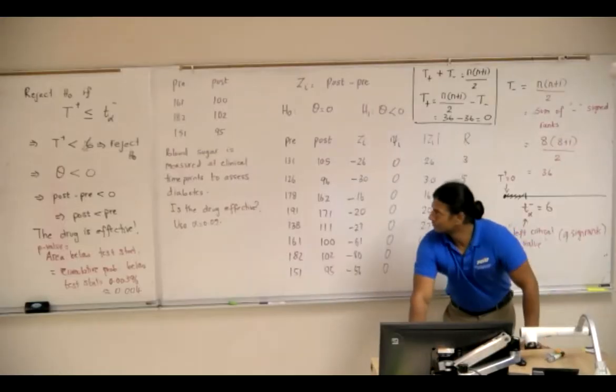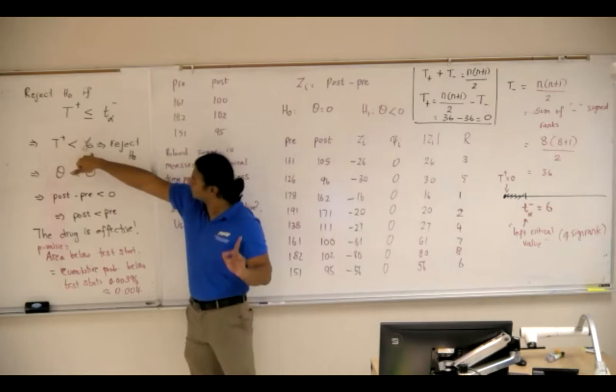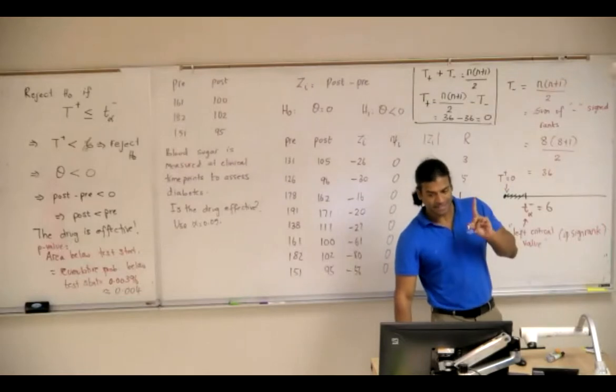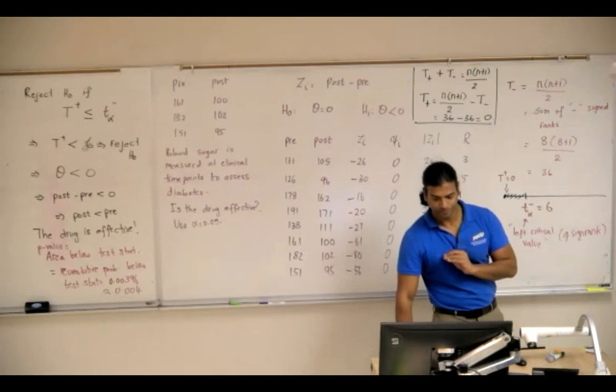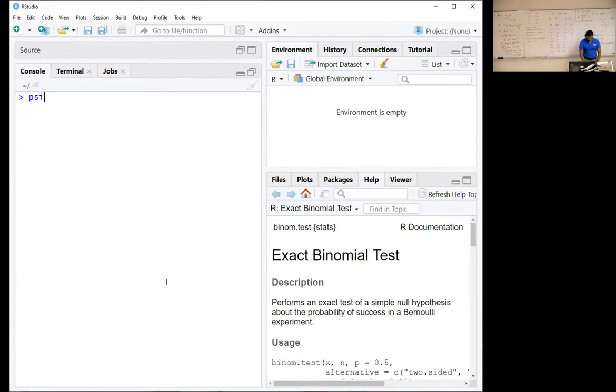So we have the critical value to be 6, the test statistic to be 0 and 8. You have to plug in the test statistic and not the critical value. In psignrank, the test statistic is 0 and 8, and you get 0.00396.